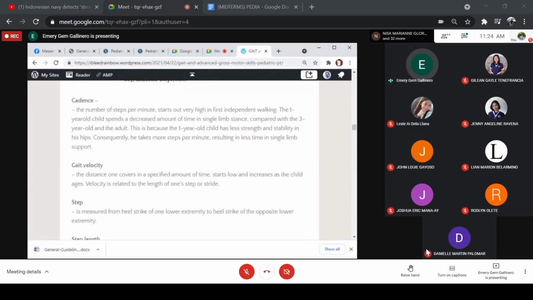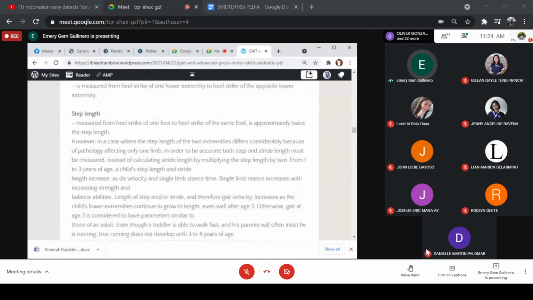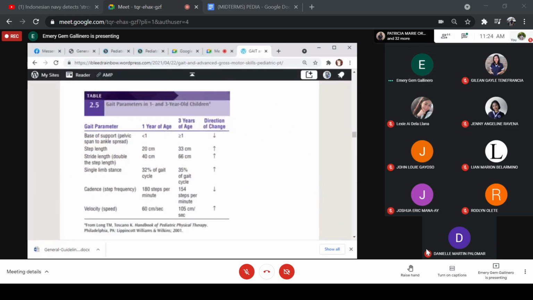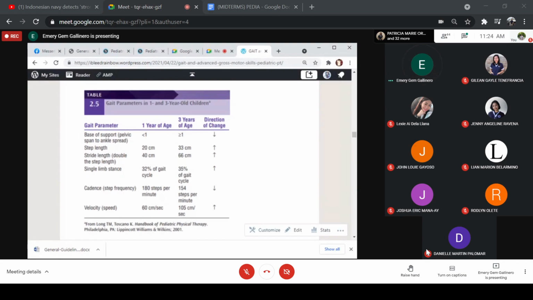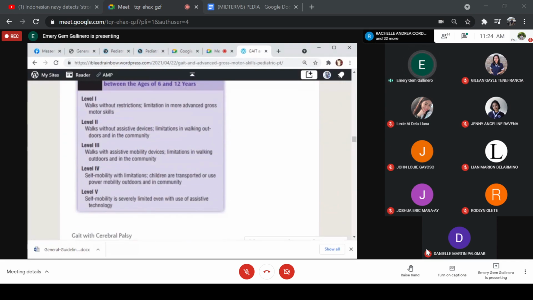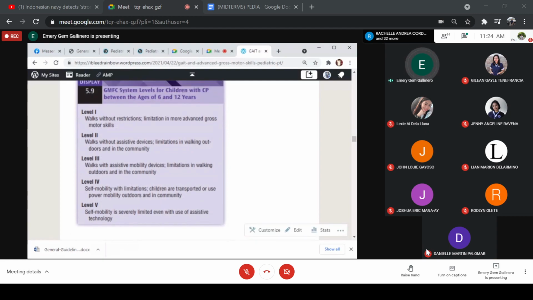So your cadence, gait velocity, step length, and stride length are just some of the assessment tools that you can use. Again, there are many assessment tools, but these are just some of them.